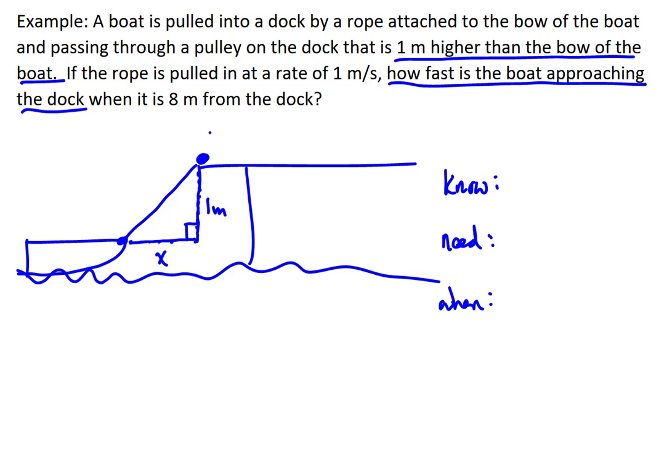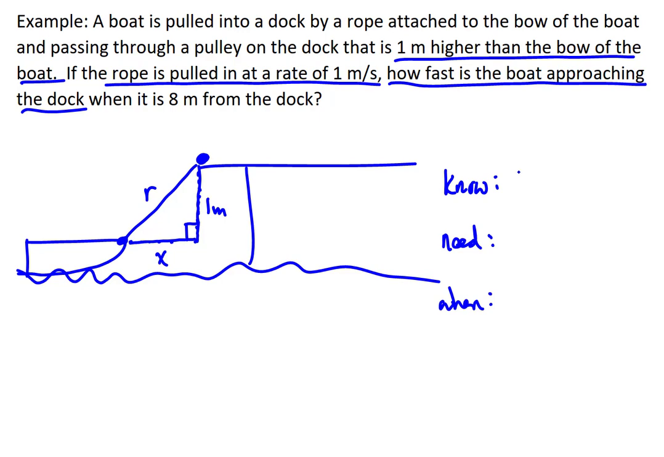But we also know that the rope is getting pulled in. So I'm going to label that rope something else. I'll just call it R. I wouldn't recommend calling it Y because Y kind of implies a vertical distance and that rope is actually slanted. Now notice it says if the rope is pulled in at a rate of 1 meter per second. That's giving us what we know.